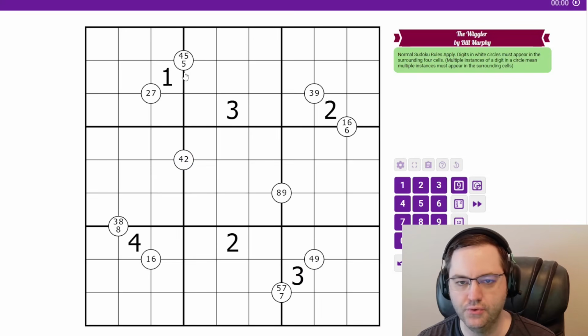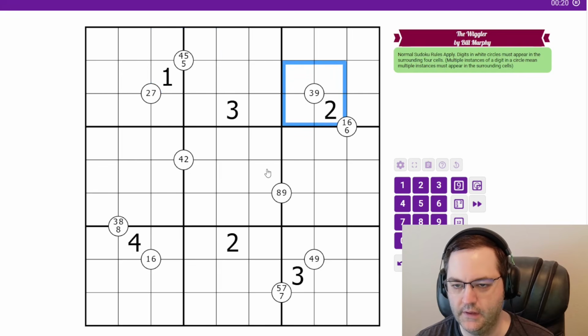This is a quadruples Sudoku. We have normal Sudoku rules, 1 to 9 in each row, column, and 3x3 box. Additionally, we have some circles in the grid, and the circles give digits that must appear in the surrounding cells. So these 4 cells must contain a 4, a 5, and another 5.